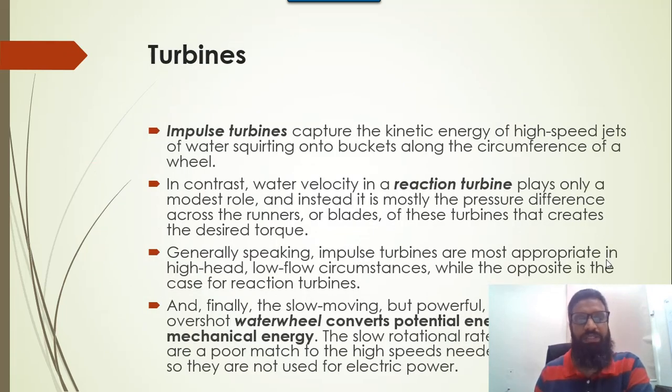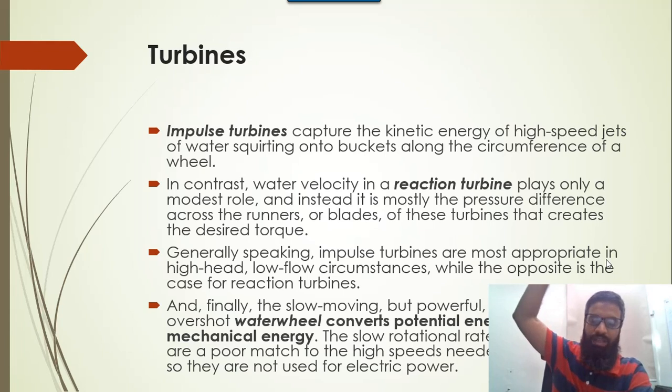So what is the impulse turbine? Impulse turbines capture the kinetic energy of a high speed jet of water onto the buckets along the circumference of the wheel. In contrast, the water velocity in a reaction turbine plays only a modest role, and instead it is mostly the pressure difference across the runner or the blade of the turbine that creates the desired torque. Generally speaking, impulse turbines are most appropriate in high head, where the height of the head is very high.